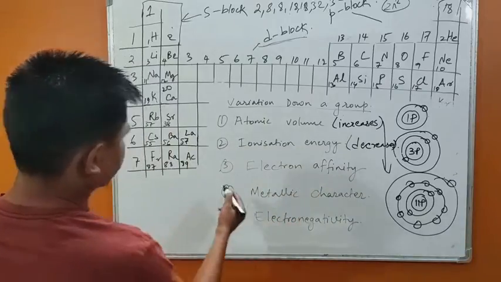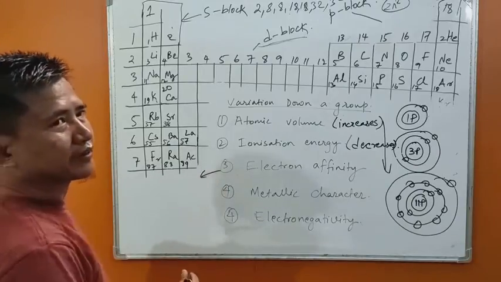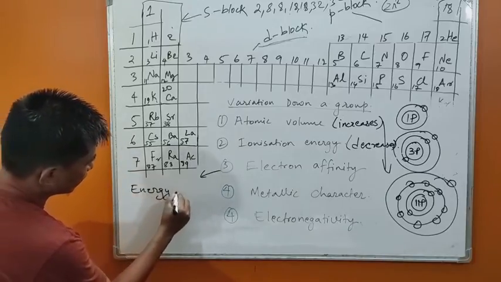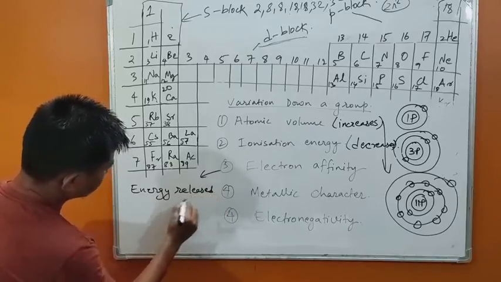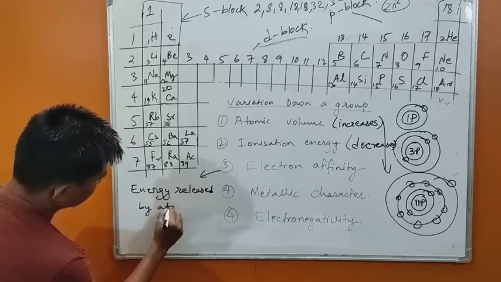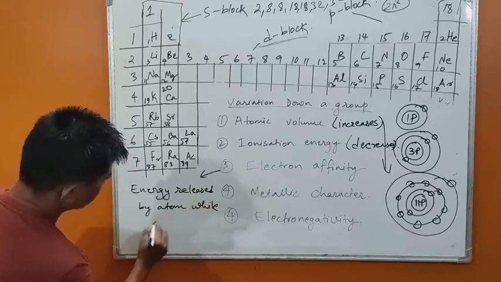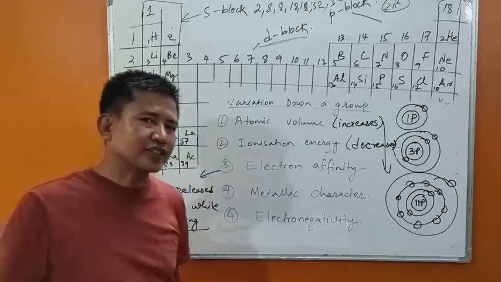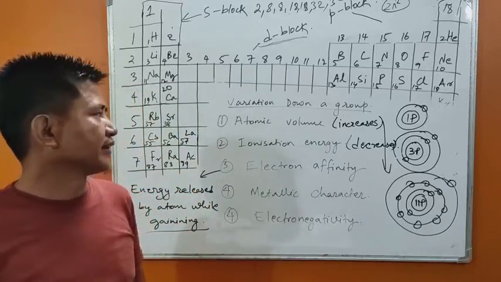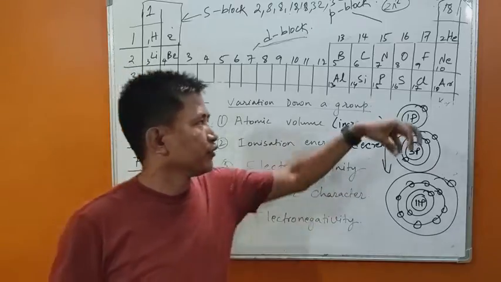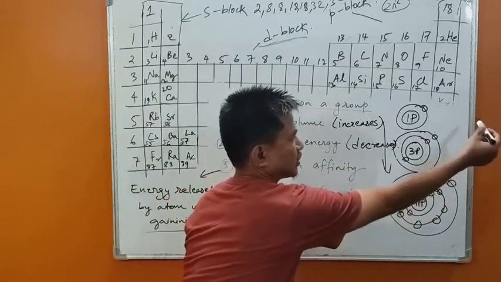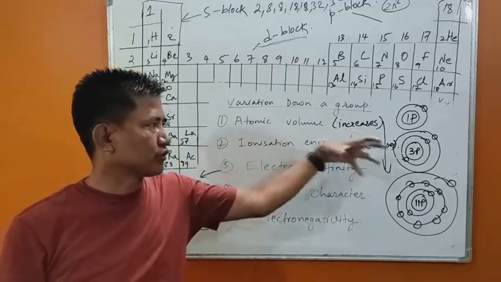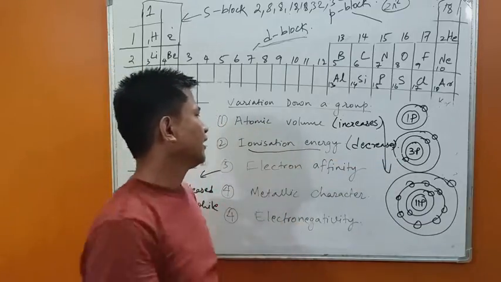Now comes the third term, electron affinity. Electron affinity is nothing but the tendency to gain an electron. You can say it is the energy released by an atom while gaining an electron. When we detach an electron from an atom, we need to put in extra energy, and that energy is called ionization energy. When you want to remove an electron from the outermost orbit, you need to put in extra energy to remove it, and that energy is called ionization energy.